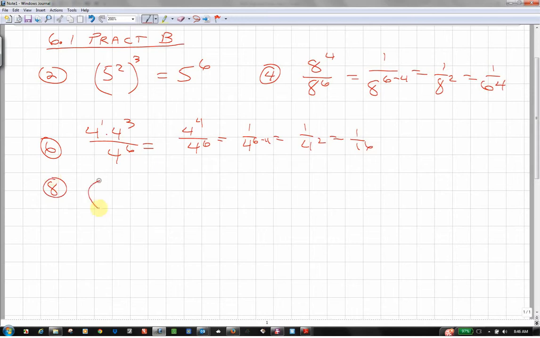Eight is, so let's distribute that negative exponent. Now the negative on those exponents will cause the 2 to move to the top, the 1 to move to the bottom. So 2 to the 4th is 16. 1 to the 4th is 1.